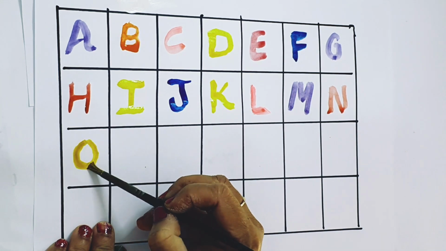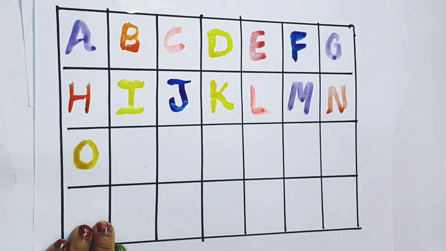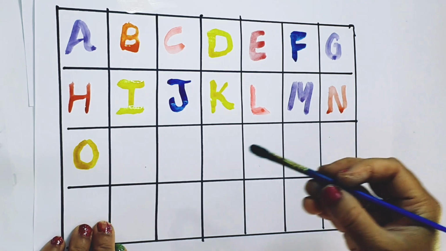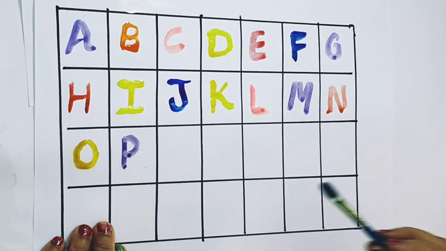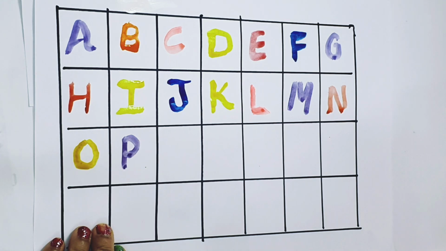Yellow color. O for owl. O for owl. Purple color. P for piano. P for piano.